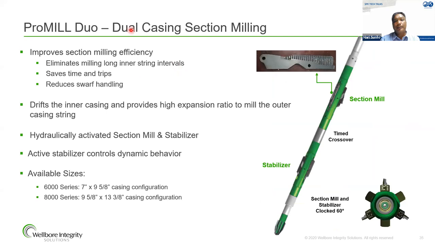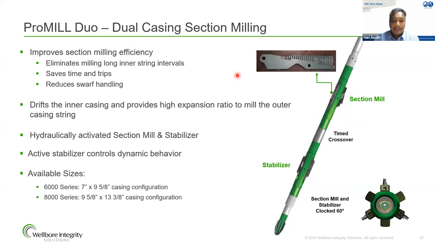Also, as part of the abandonment, we will cover section milling. We call it ProMill Duo. It allows us to remove a section of casing, and in this case it can be used to remove two casing sizes at the same time. For example, the 800 series, which is commonly used at the moment, can go up to the 13⅜ casing configuration. So the knife or the blade, if it is fully open, will reach the 13⅜ casing as well, which means at the end we do both section milling, 9⅝ and 13⅜, at the same time on this one.